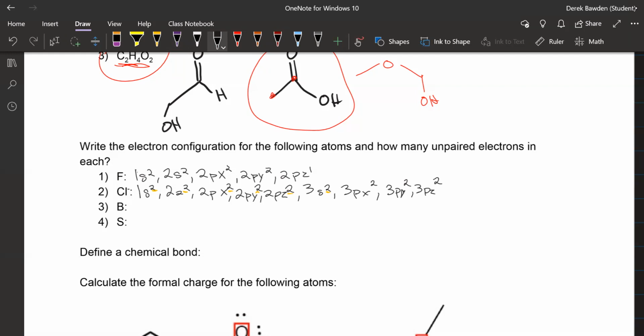I'm gonna have to go look it up. I can't remember. All right, boron is atomic number 5. So we have a total of 5 electrons we need to account for.